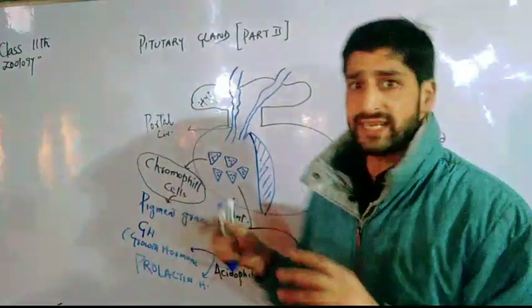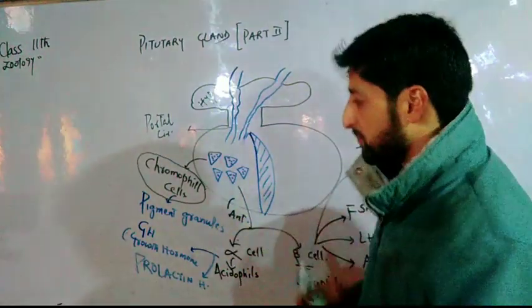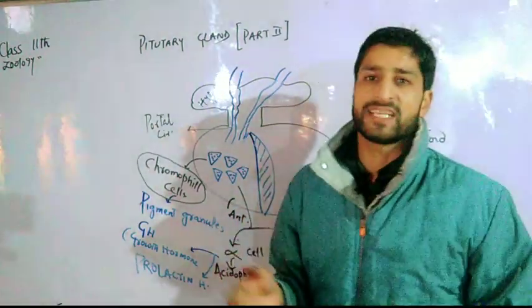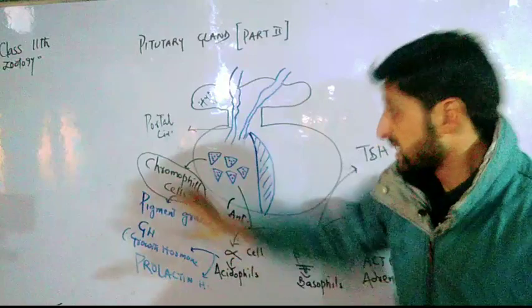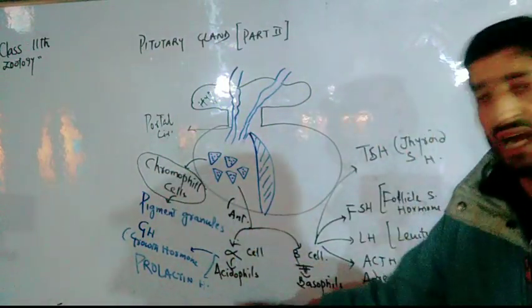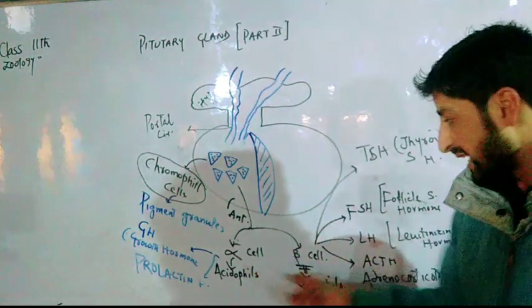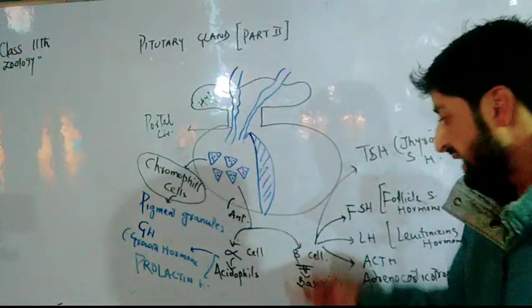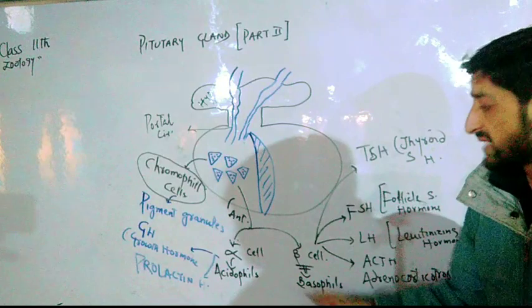They are actually stained. They take dye. They are stained by both acidic dye as well as by basic dye. Hence, these chromophil cells are actually of two types. First cell is called acidophil or alpha cell. Second cell is known as beta cell or basophil cell.